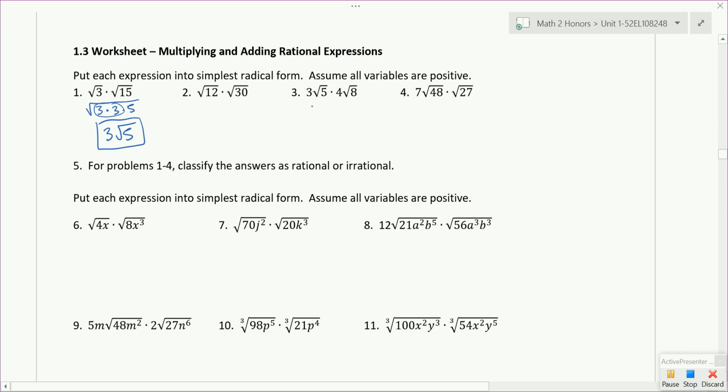Number 3, this is 3 times 4 times the square root of 5 times 8. 8 is 2 times 2 times 2. Got a pair of 2's I'm going to pull out, so this is 3 times 4 times 2, square root of 5 times 2. So 3 times 4 times 2 is 24, square root 10.